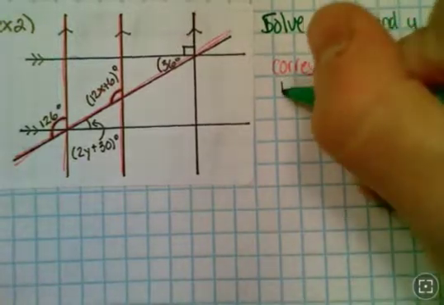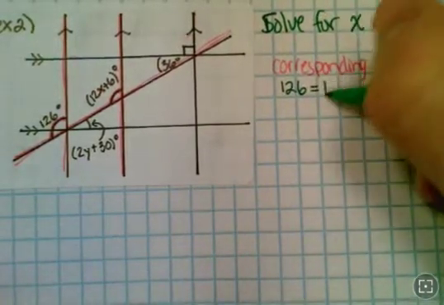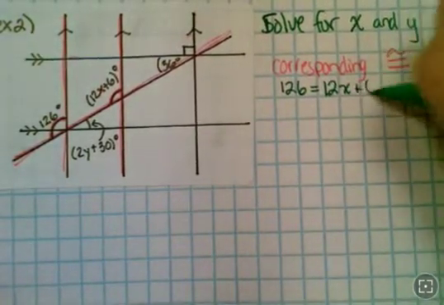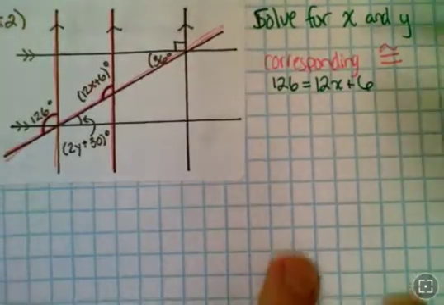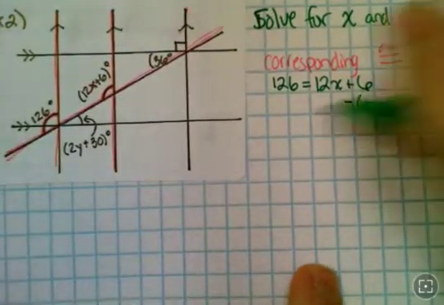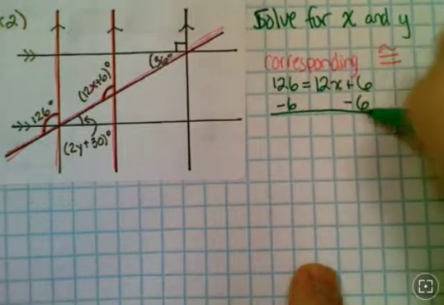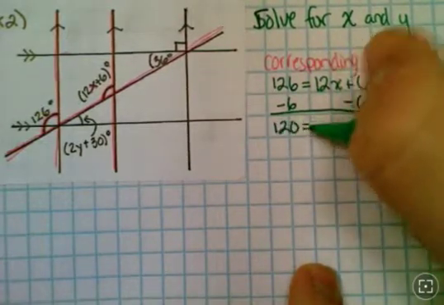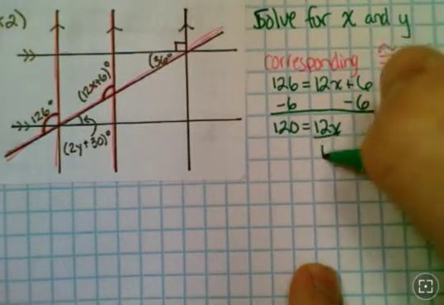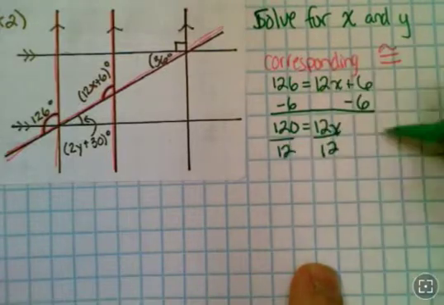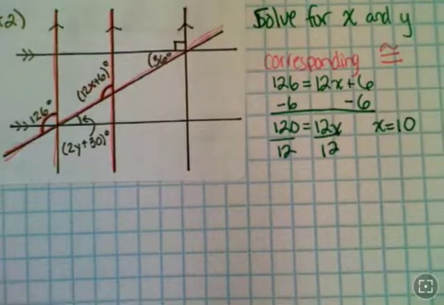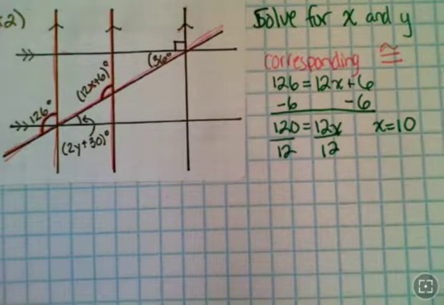So 126 equals 12x plus 6. Go ahead and solve. So hopefully you got x equals 10.